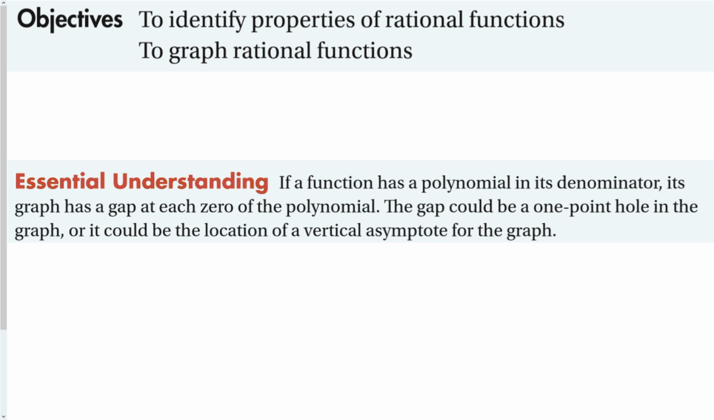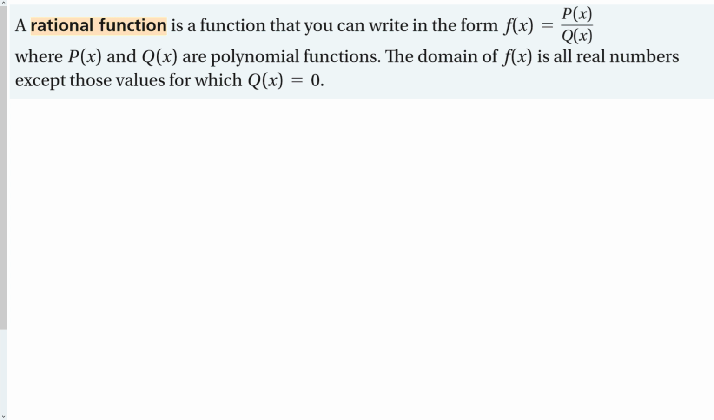All right, so before we get into this a little bit, let's try to talk about what exactly a rational function is. A rational function is a function that you can write in the form of f of x equal to some polynomial over another polynomial, where p of x and q of x are both polynomial functions, and the domain is always going to be all real numbers except for the things that make the denominator equal to 0, because you can't have a 0 in the denominator.